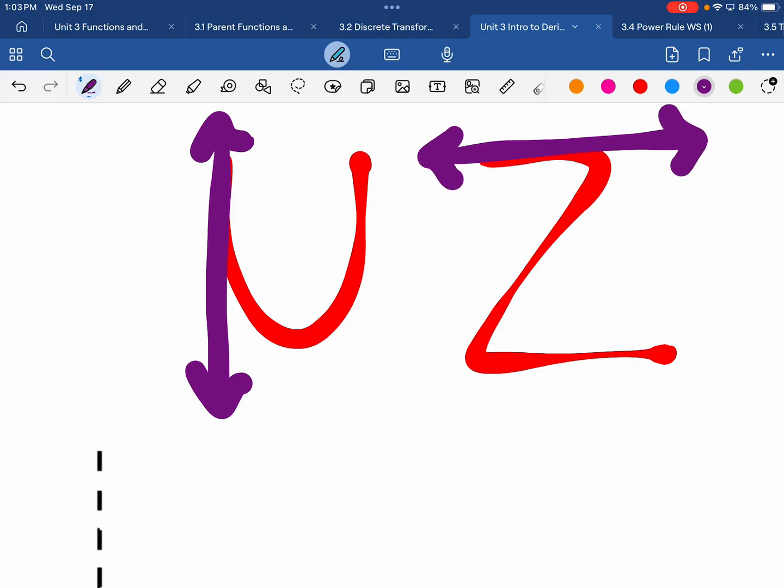Right, the U has vertical lines, let's write that down so you remember it. The Z is made up of horizontal lines. Horizontal lines are 0. I don't know, that's how I taught my Algebra 1 kids.